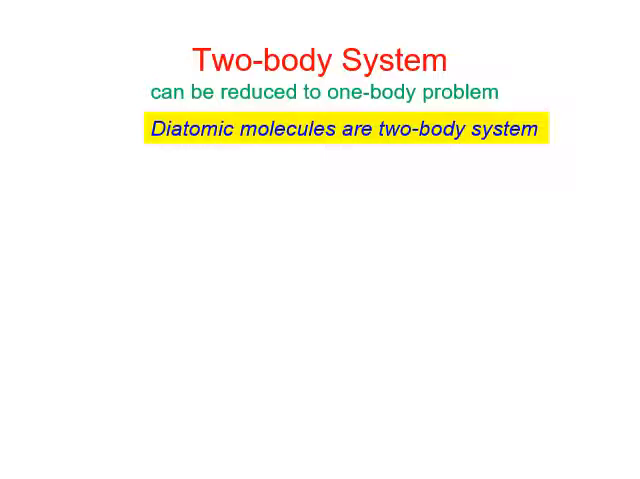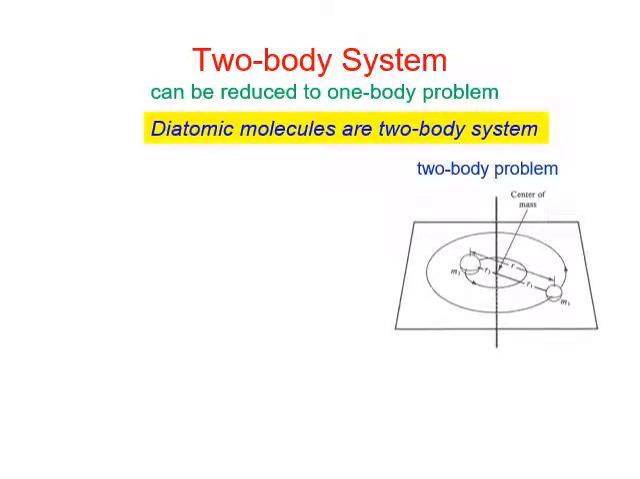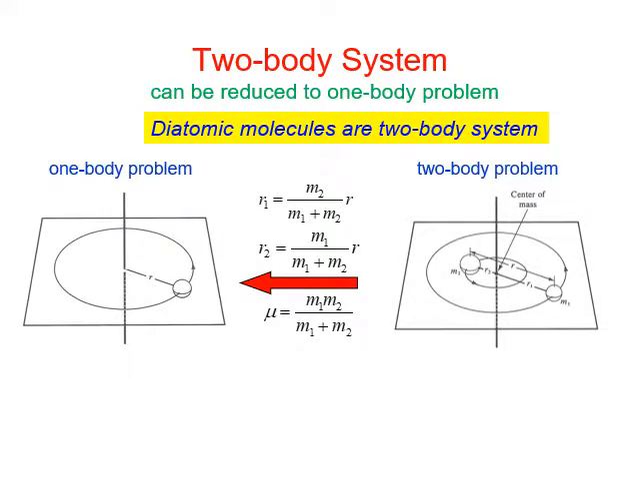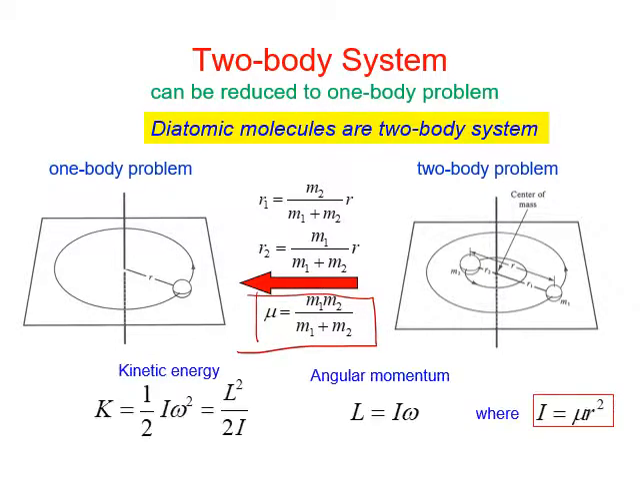Diatomic molecules are two-body systems. Just like in vibration, the two-body problem can be reduced to a one-body problem if the reduced mass is used. By doing that, the equations of kinetic energy and angular momentum are the same as in a one-body system, except when we calculate the moment of inertia, we should use the reduced mass mu instead of the individual atom masses.